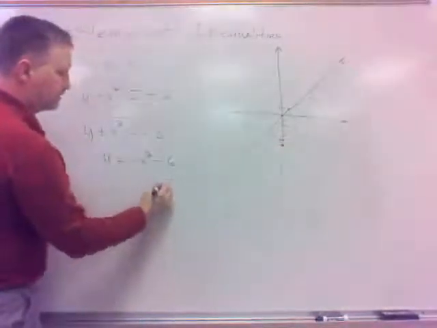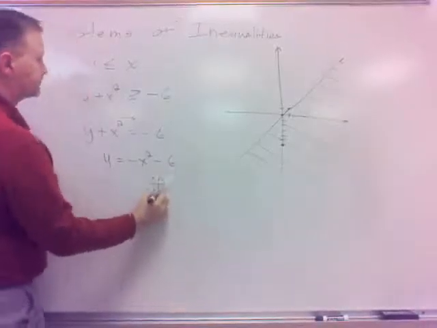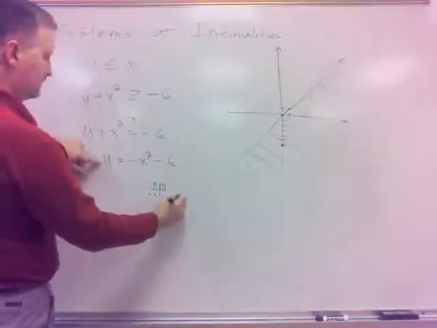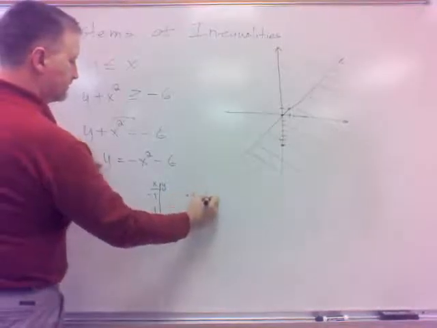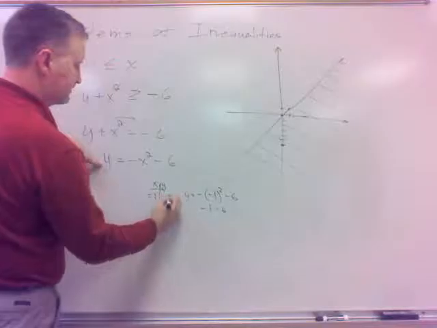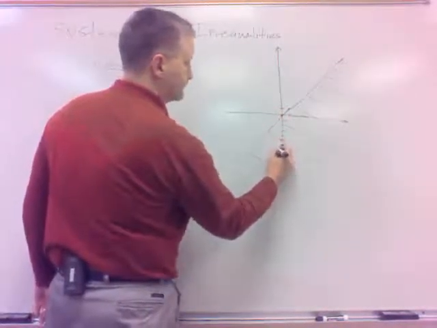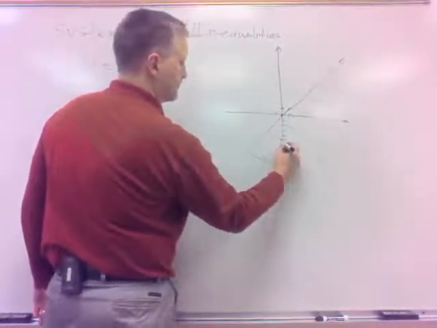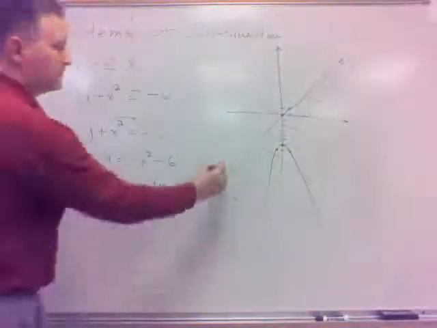If you want to, then get your negative 1 and positive 1 point. So if x is negative 1, we'd have y equals negative 1 squared minus 6. That's negative 1 minus 6. That's negative 7. So it would be positive 1. So there it is.